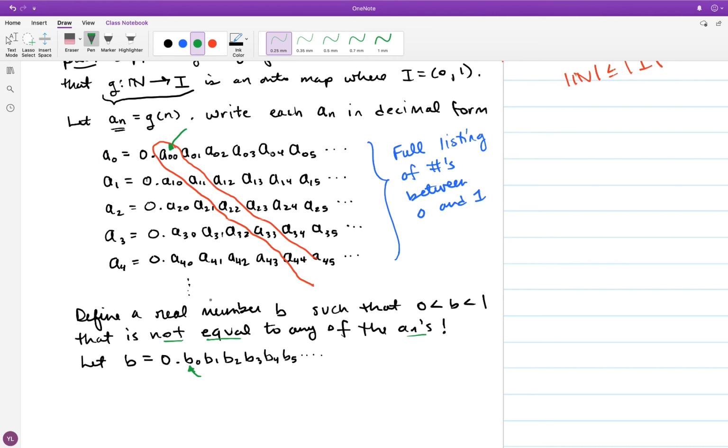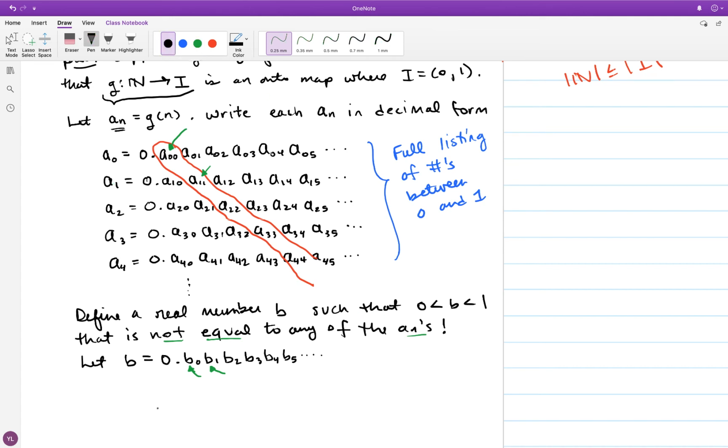Then regardless of what happens after that, I am absolutely sure that b is not equal to a0. And then in the next stage, I'm trying to define the second decimal place for b. I'm going to come and look at a11. Let's say a11 is 5. Well, then I'm going to make b1 not equal to 5. It doesn't really matter what I make it. Maybe I'll make it 4 or 9 or something. I'm just going to choose some number here that is not equal to a11. In doing that, I have ensured that b could not possibly be equal to a1. And then I continue in that process.